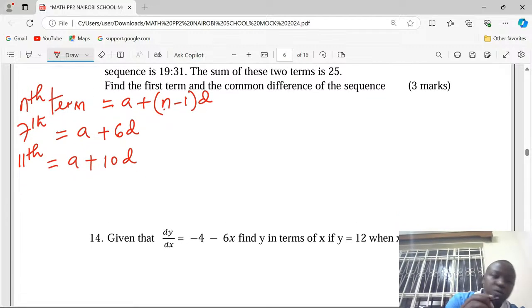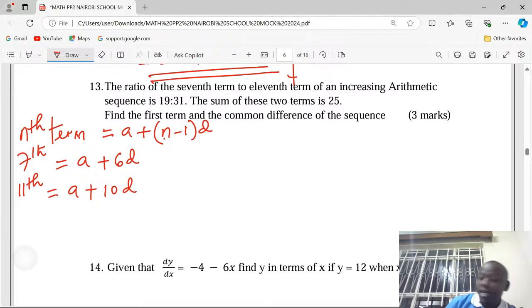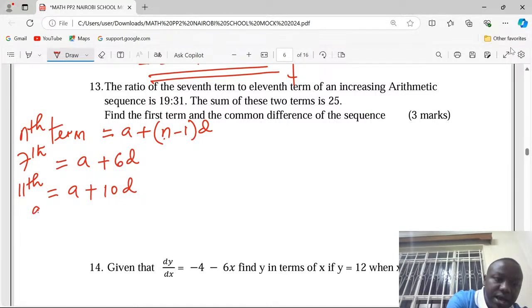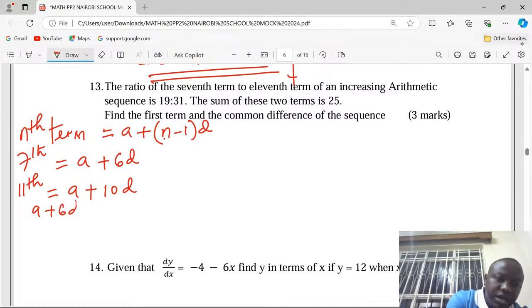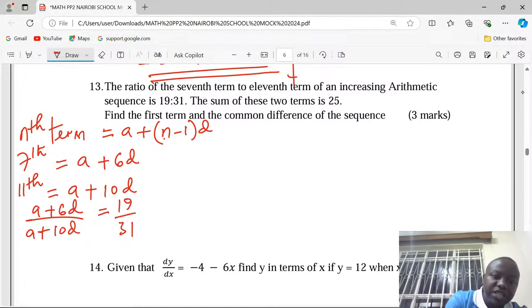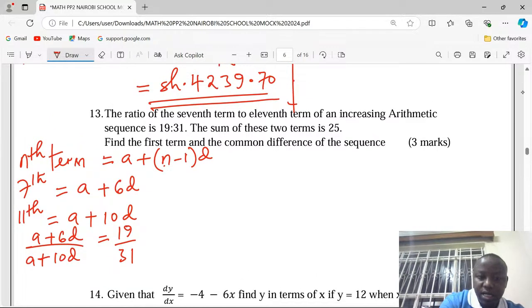Now the instructions are that the ratio of these two terms is equivalent to 19:31. So it means when we take A plus 6D and we divide by A plus 10D, this should be equal to 19 out of 31. That is the first interpretation.